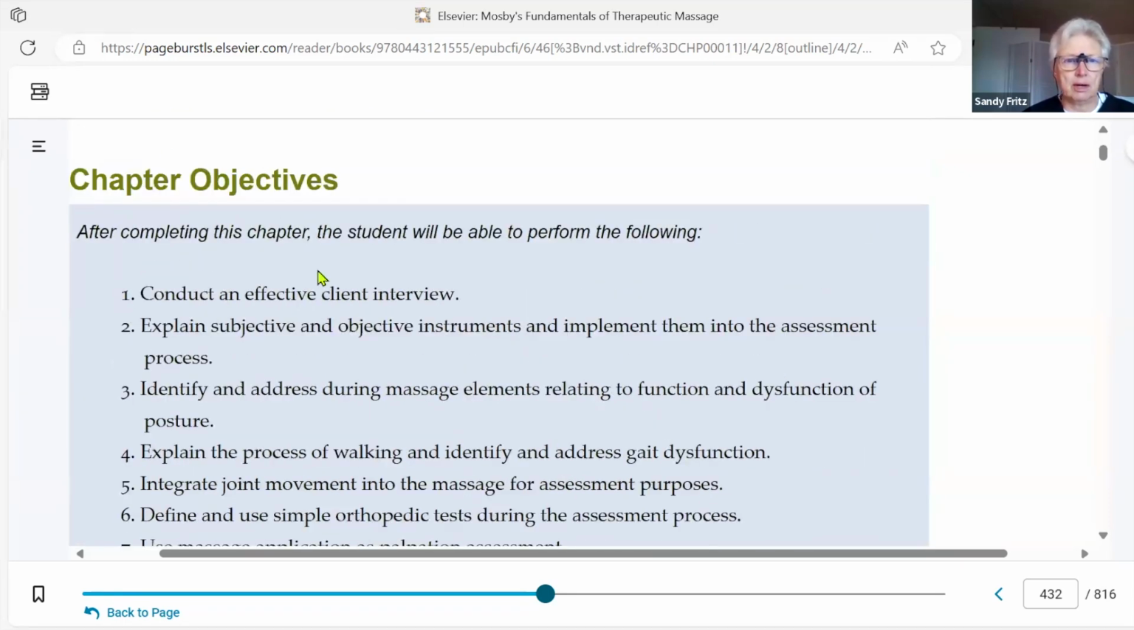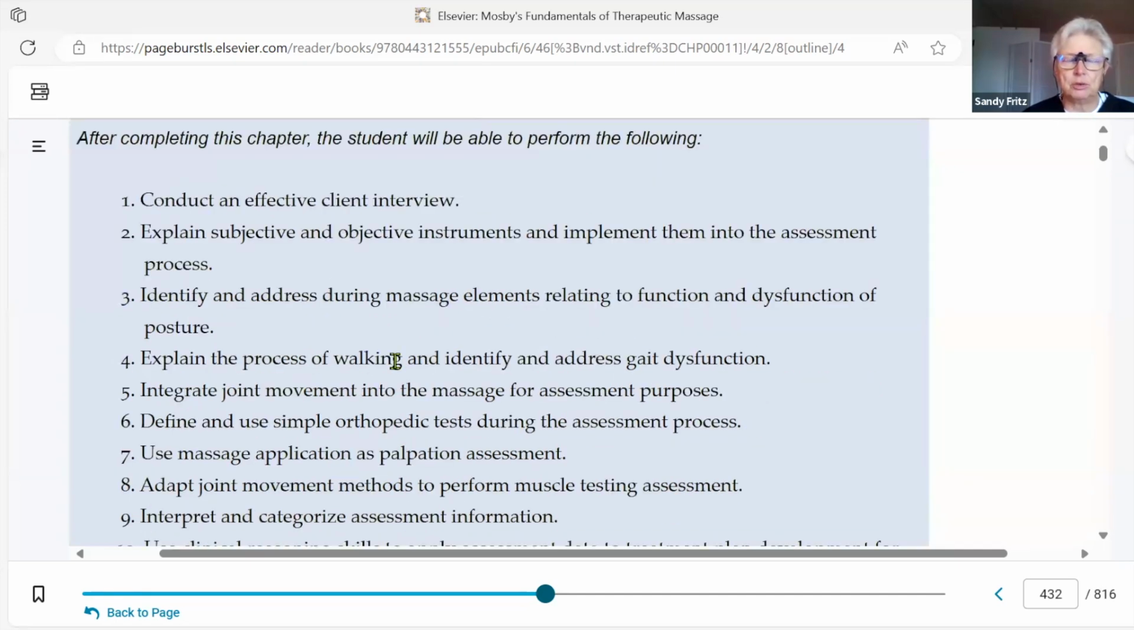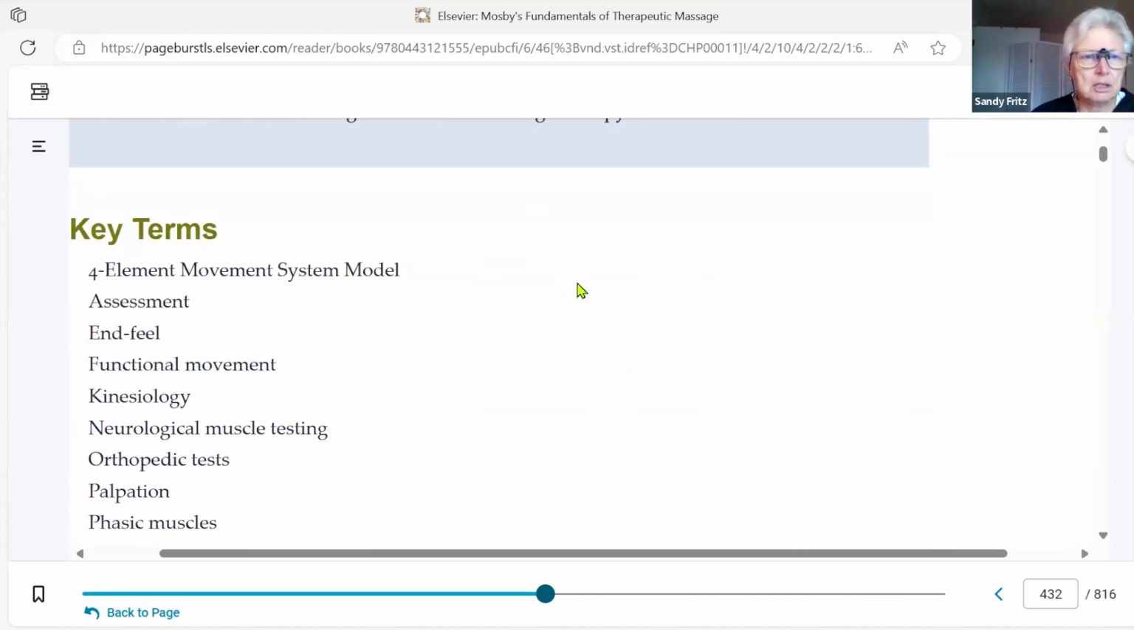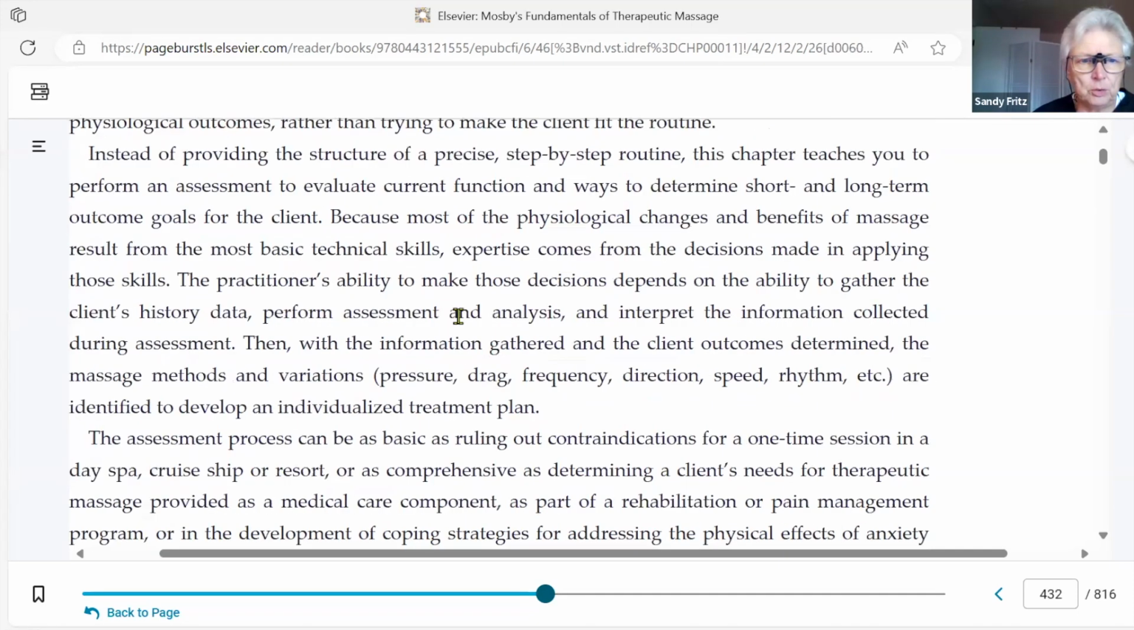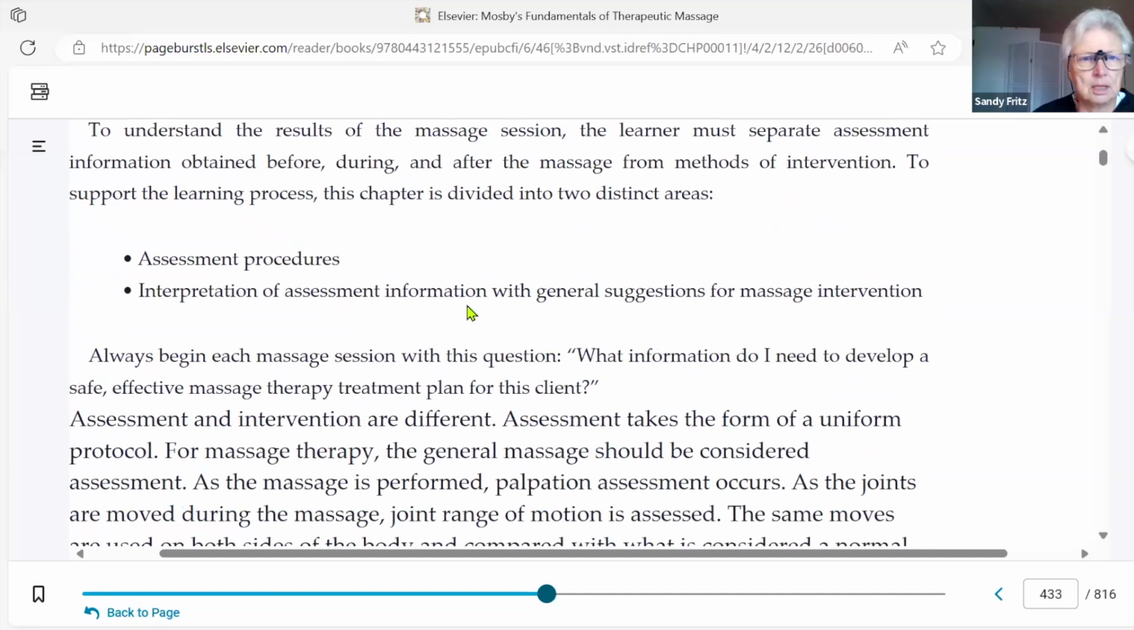So here are our chapter objectives, and you are conducting an interview, you're explaining the various instruments. How would you take this information and explain the assessment process to a client? All right, key terms, your overview, and then assessment procedures in massage therapy.